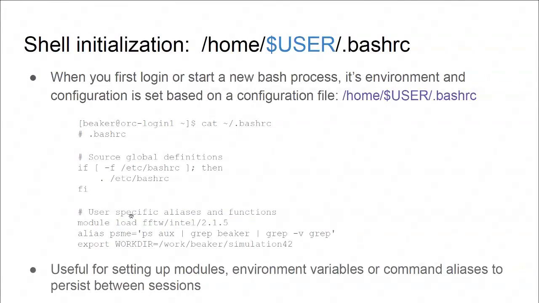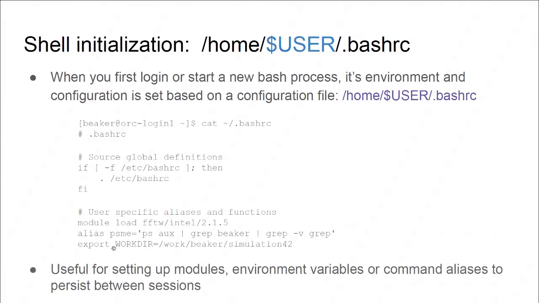After that, there's a line that says user-specific aliases and functions. Here you can specify other commands, variables, or aliases that you'd like to have set within your working environment. For example, if I always use FFTW, I can load that module straight from this file, and then every time I log in, it will be in my environment. Likewise, if I want to use that ps command, I can put it here as an alias, and it will always be available to me.